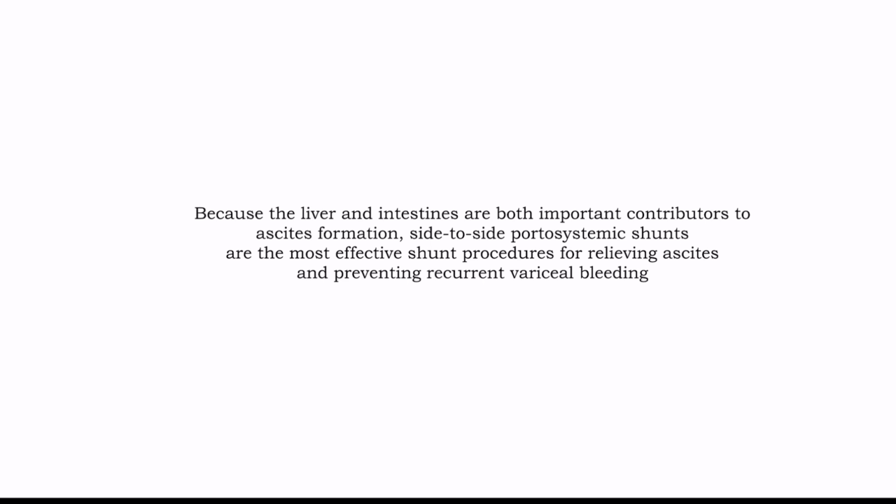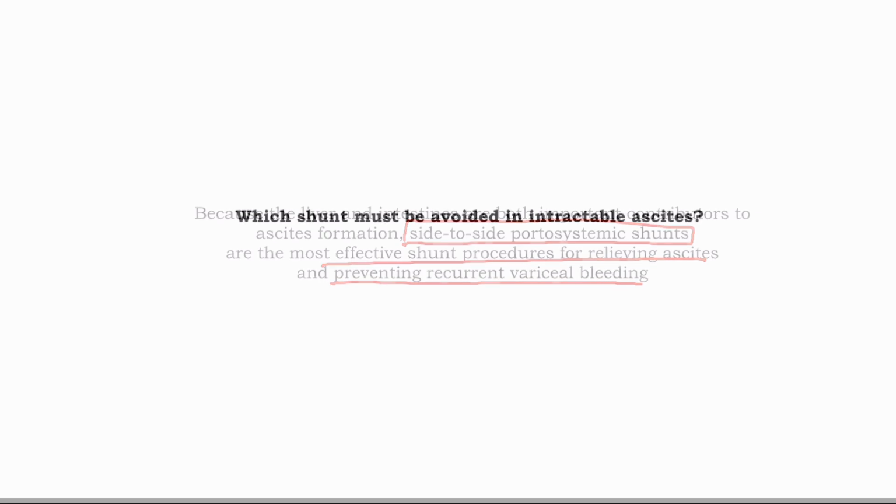Which shunts are the most effective shunt procedures for relieving ascites? Because the liver and intestines are both important contributors to ascites formation, side-to-side portosystemic shunts are the most effective shunt procedures for relieving ascites and preventing recurrent variceal bleeding.